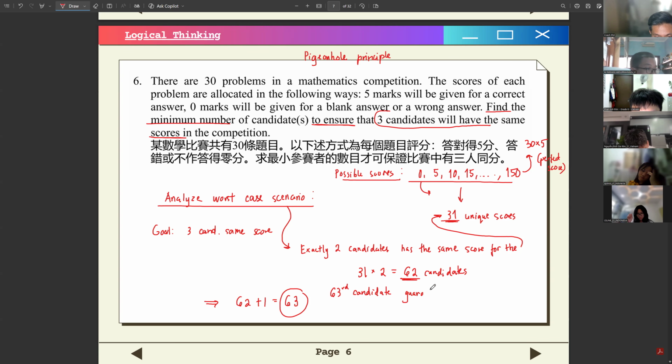Guaranteed to be the third person with the same score. So it could be any of the possible scores, right? We have already exhausted 0, 5 up to 150. Okay, understood? Or do we need clarifications or any concerns, questions? So that's the last problem, by the way, for logical thinking. As I said in the introduction, there's 6 problems, 6 problems each category for our final round.